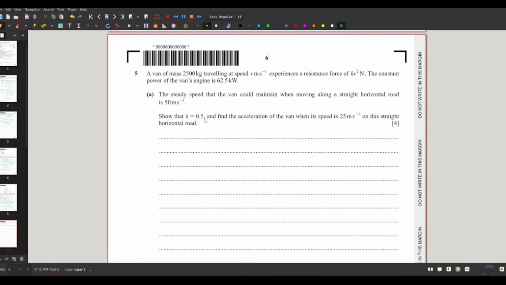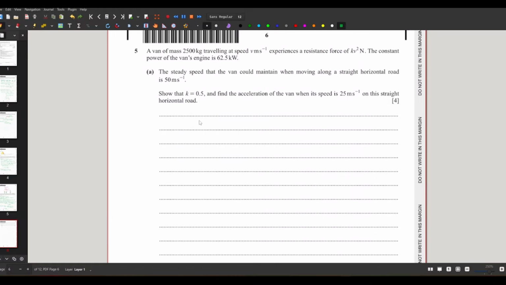Now let's move to question number 5. A van of mass 250 kilograms traveling at speed v experiences a resistance force of kV squared Newton. The constant power of the van's engine is 62.5 kilowatt. The steady speed that the van could maintain when moving along a straight horizontal road is 50. Show that k equals 0.5. Find the acceleration of the van when its speed is 25 meters per second on this straight horizontal road.